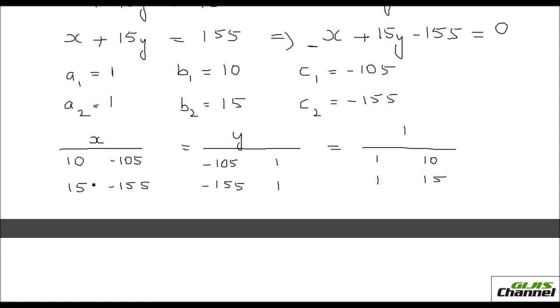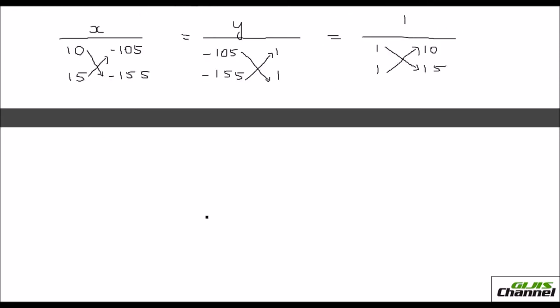Now you have done half of the problem. Just cross multiply, and you have to subtract them, right? So what happens now? For x, 10 times minus 155 will give you minus 1550, right? Then minus, you cross multiply this side now, 15 times minus 105, right? So that would be minus 1575. Yeah, this is done.